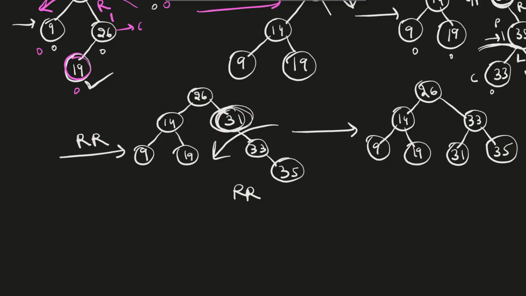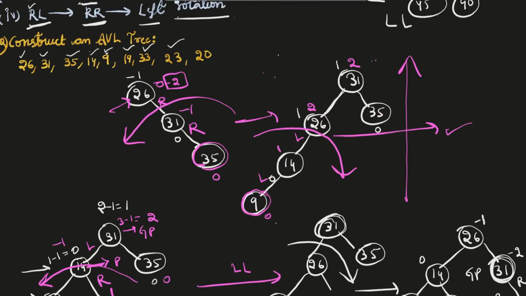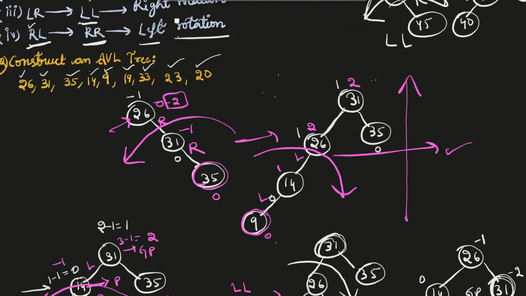23 is left of 26, right of 14, and also right of 19. So now if you check the balance factor, all the leaf nodes will have 0 and 0. 19 would have -1, 33 would have 0, and 14 will have 1 minus 2, that is -1. 26 will have 3 minus 2, that is 1. The next element to insert is 20.